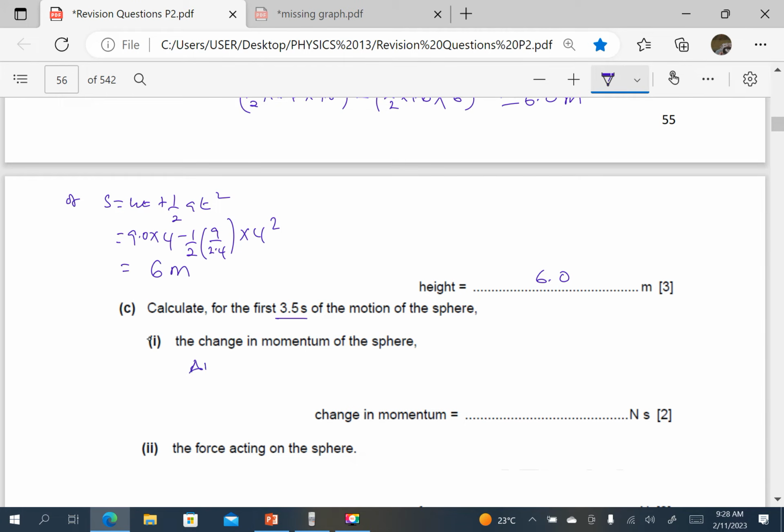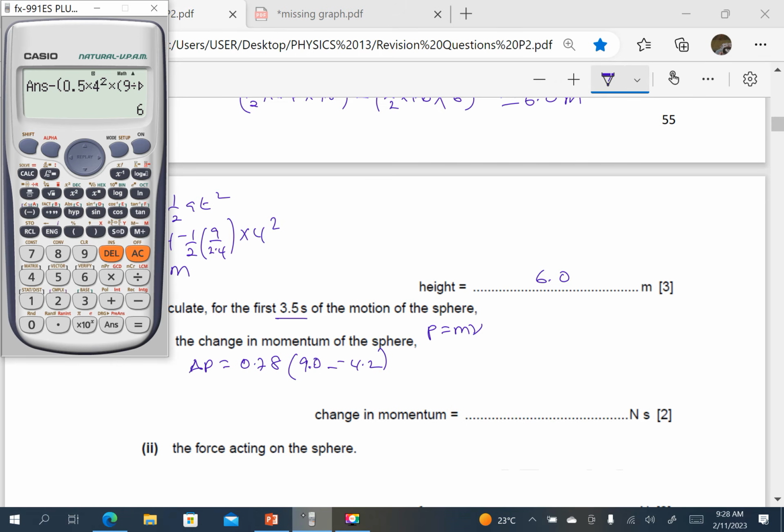So change in momentum, remember momentum is mass times velocity. Change in momentum is going to be equal to the mass, which is 0.78 kilograms, times the change in velocity, which we started from 9.0 up to negative 4.2. So it is minus negative 4.2. So we see 0.78 times 9 plus 4.2. So the change in momentum is 10.296, which is 10.3.